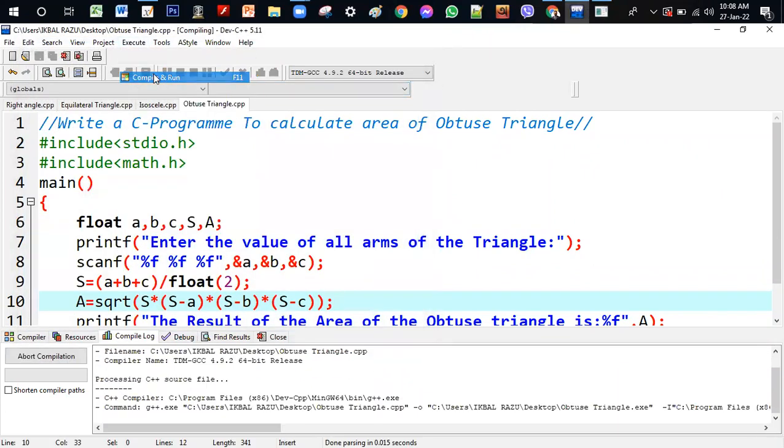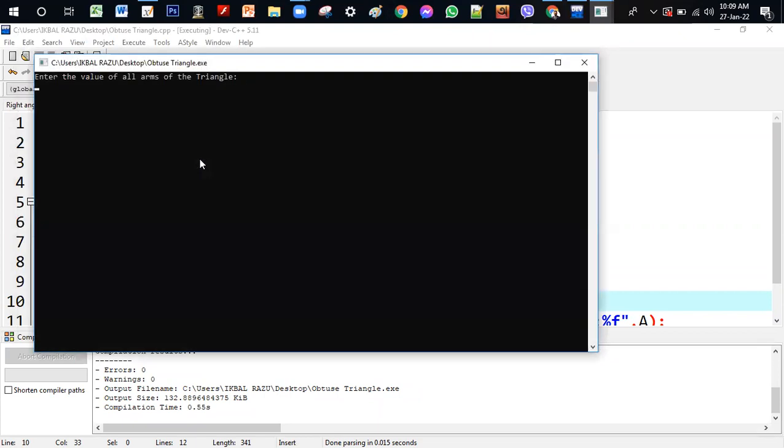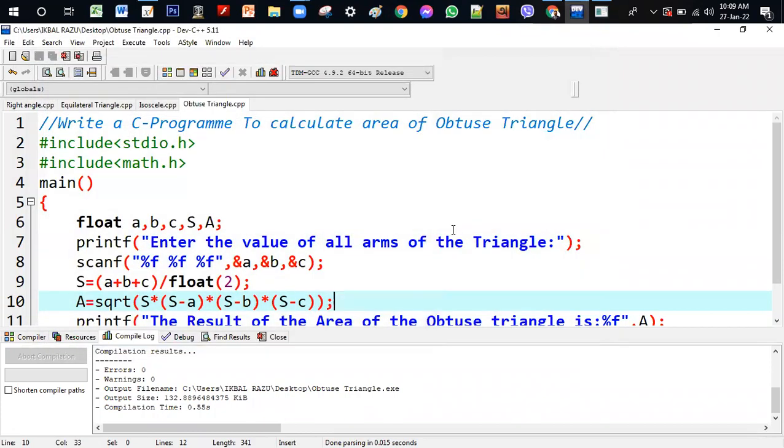So execute, compile and run. Okay, enter the arms 4, 5 and then 8. The result is correct, 8.181534, right?